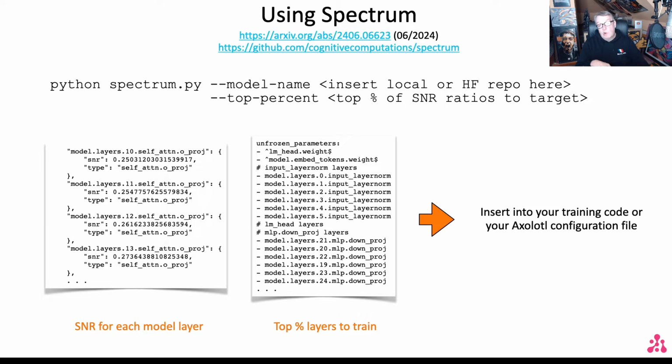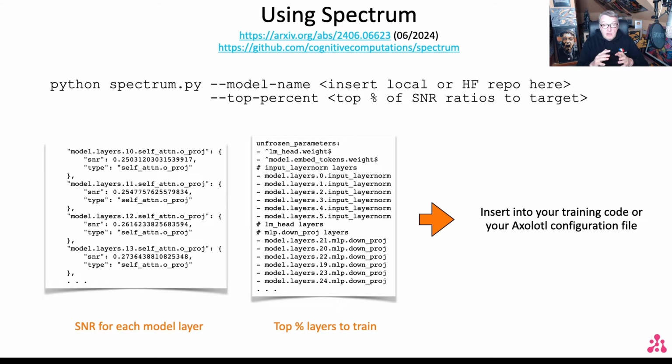So on the first run, if you run this on a model that you haven't worked with before, Spectrum will actually compute the signal to noise ratio for each model layer. And you see a file that looks something like this on the left: the list of layers and the signal to noise ratio. And then if you say, I want to keep, let's say, 25%, you get that YAML file with the list of model layers that need to be unfrozen.